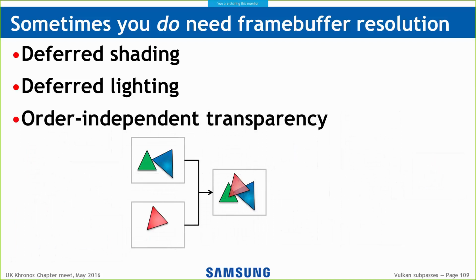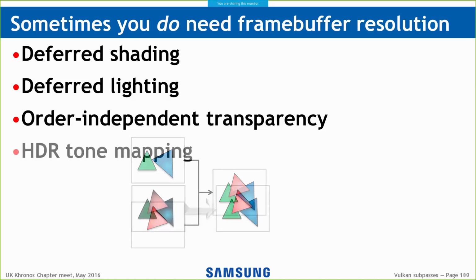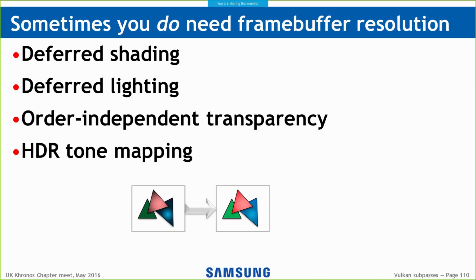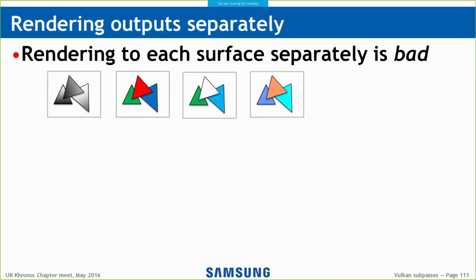Transparency, again, useful to write to more than one lot of data when you're trying to resolve what transparency is supposed to look like. Tone mapping, another thing where you might want to remember everything and then do tone mapping afterwards. So how do you want to implement those? The most simple case is you just render to each of those intermediate buffers separately. That's a really bad thing to do.